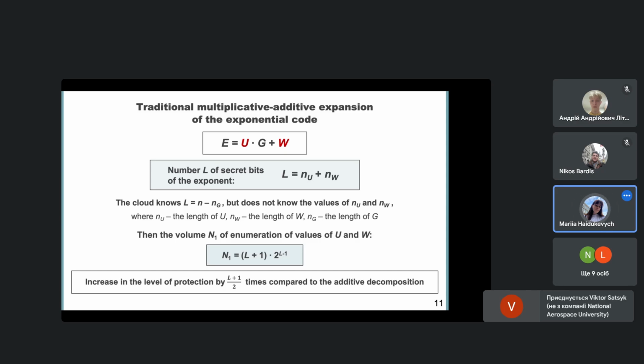Thus, the use of a multiplicative additive decomposition of the code E allows, due to the increase in the volume of search for illegal recovery of the code E in the cloud, to increase the level of security by (L plus 1) divided by 2 times compared to 2 to the power of L. Based on this, an idea arose to further increase the level of protection without increasing the number L, to use more complex forms of multiplicative additive decomposition of the exponent code.